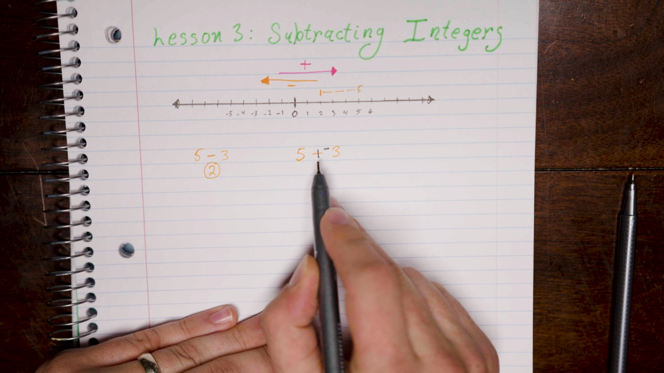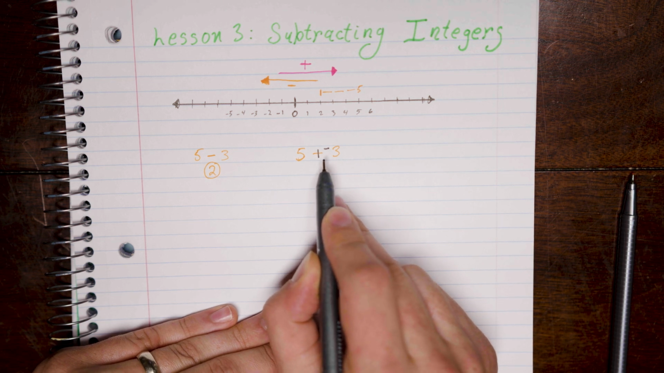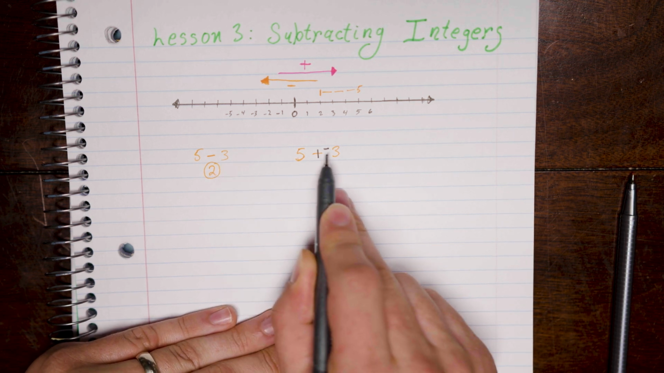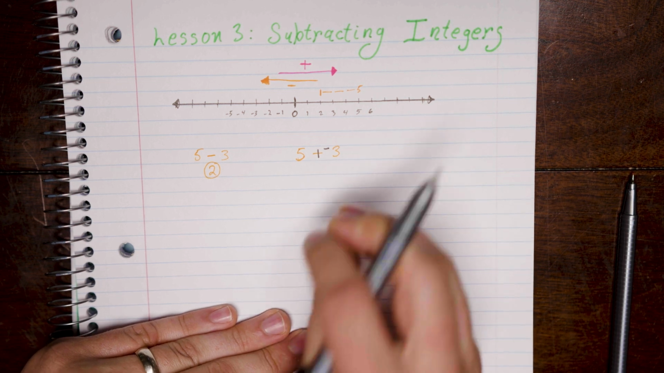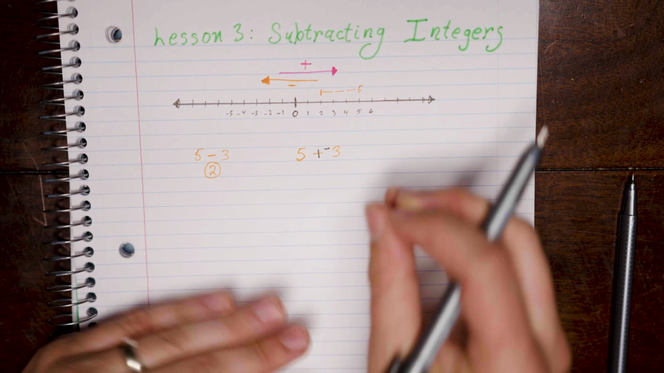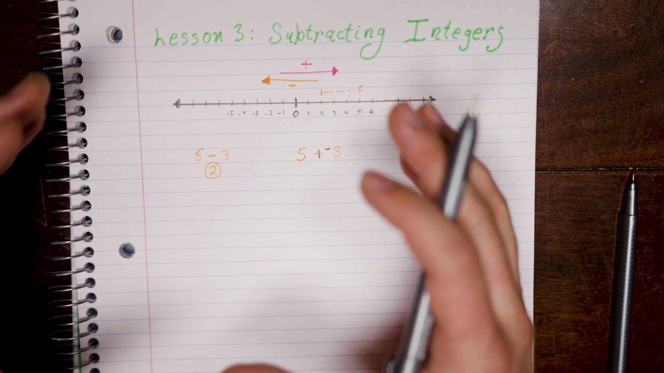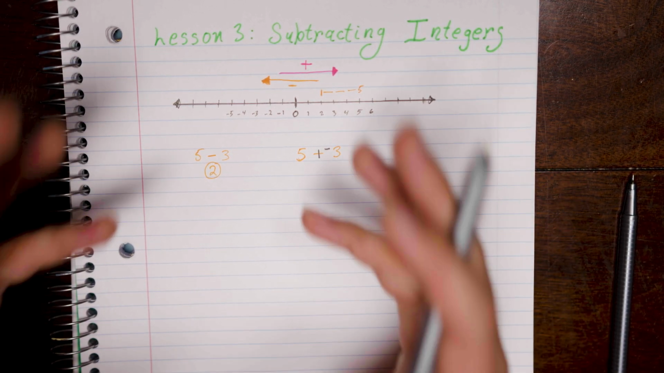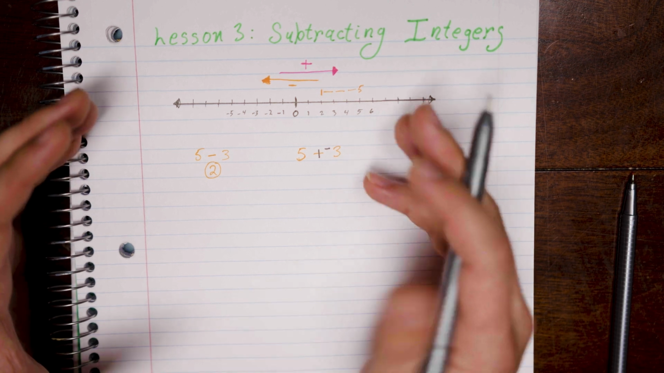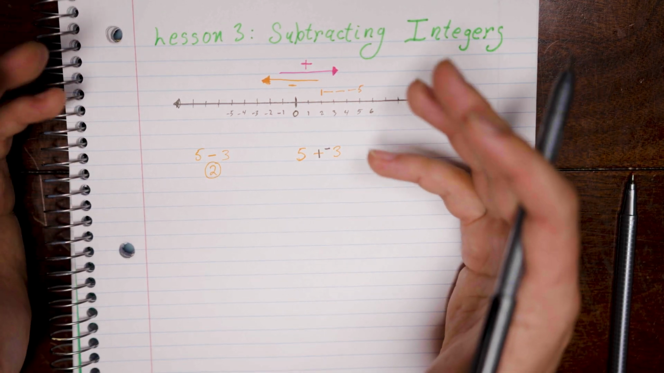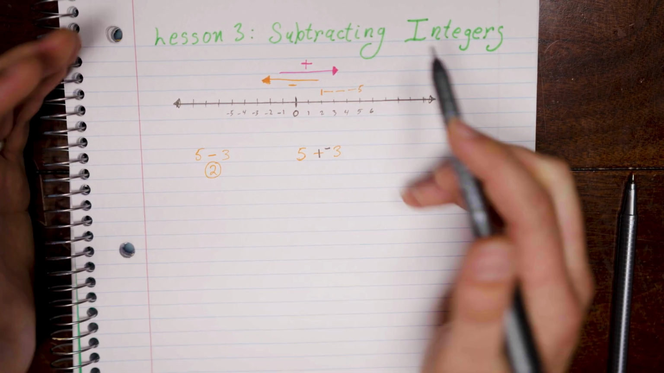This is really important, because subtraction is the same thing as adding a negative. Those are the same two operations. That is why I'm saying all these words and spending all this time talking about this concept. It's really, really important, okay?